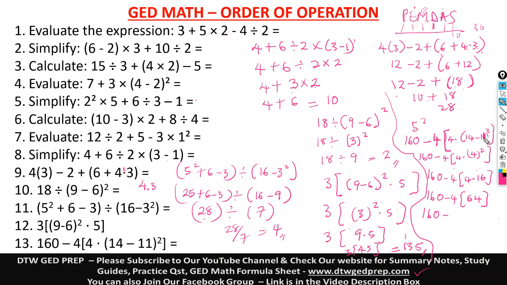This should be 11, right? So that is 14 minus 11, which is 3, right? 3 squared is 9, right? So that's 4 times 9 is 36, right? Then 4 times 36 would give us a 144. And when we do finally 160 minus 144, that would give us 16. You see that? So this is our final answer.